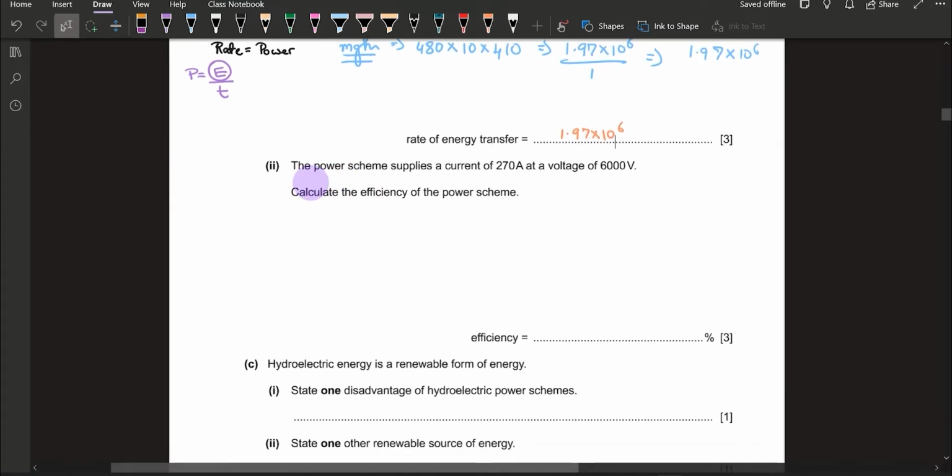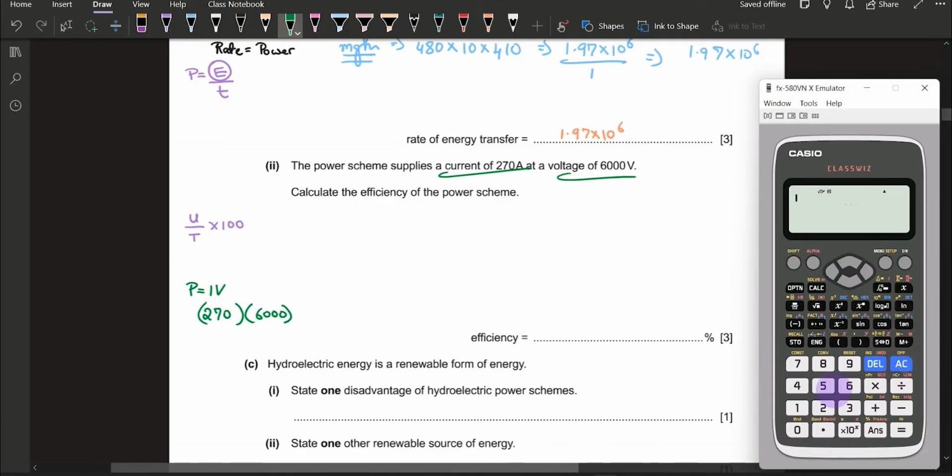Part 2 says the power scheme supplies current of this at a voltage of this. Calculate the efficiency of the power scheme. How do we calculate efficiency? The formula for efficiency is useful output divided by total into 100. So for finding useful power, what we have to do is use the formula P equals IV, because we are given the current and we are given the voltage.